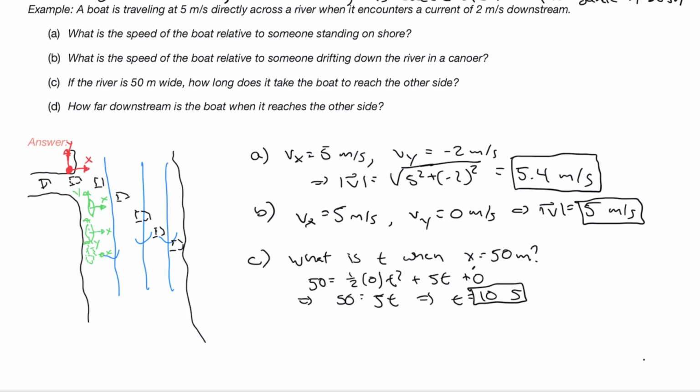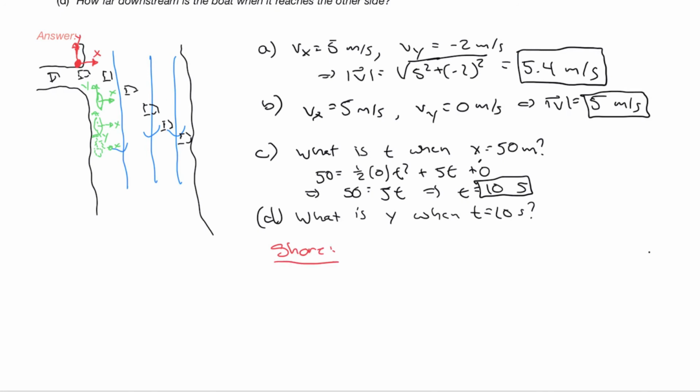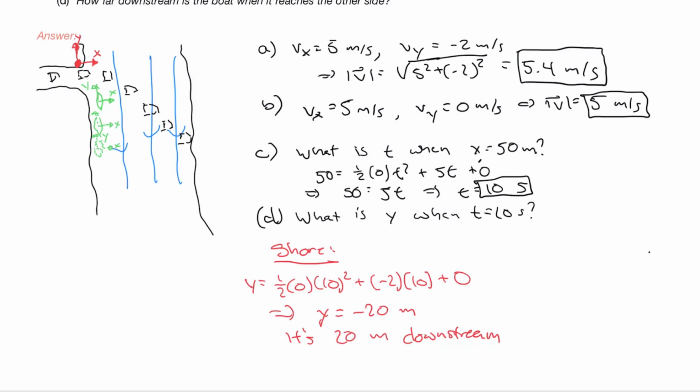Now, while that was rather straightforward, the next part D, how far downstream is the boat when it reaches the other side, is a little bit different. In this case, let's look at it from the perspective of the person on the shore. This person is asking what is y when t equals 10 seconds. And so in this case, y is equal to -2, the speed it's drifting down the river, times 10, and so y is equal to -20 meters. And so this person says, oh, the boat is 20 meters downstream when it reaches the other shore. That should be rather straightforward.